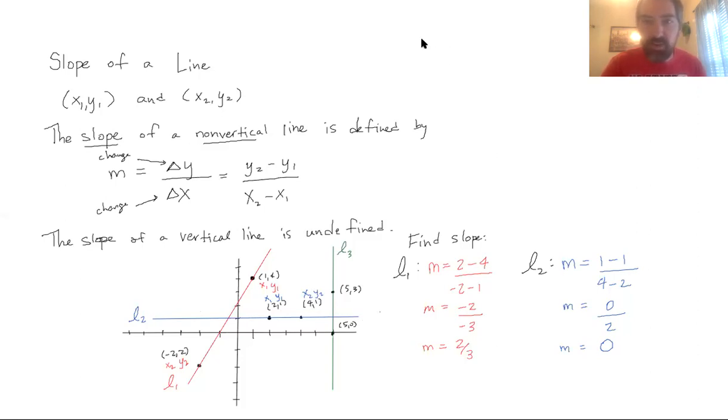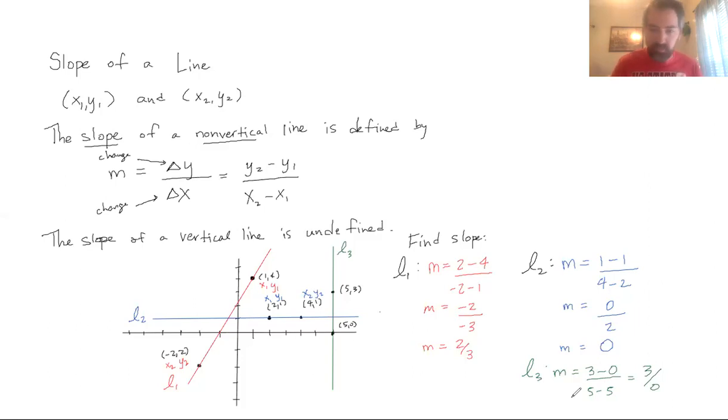And then for that L3 line that we have, now this is a vertical line going straight up and down. It's not moving to the left or right, just straight up and down, that vertical line. In this case, we could try to use the formula. It is 3 minus 0 over 5 minus 5. But what we'll notice here is we'll get caught by this 5 minus 5 in the denominator. 5 minus 5 is 0. And 3 divided by 0, we cannot divide by 0.